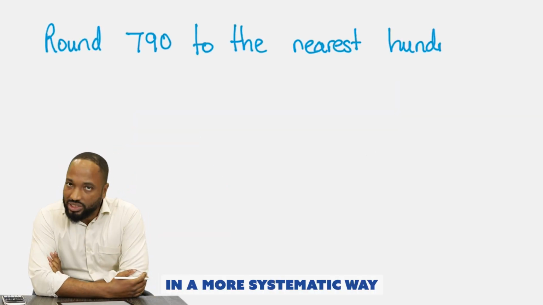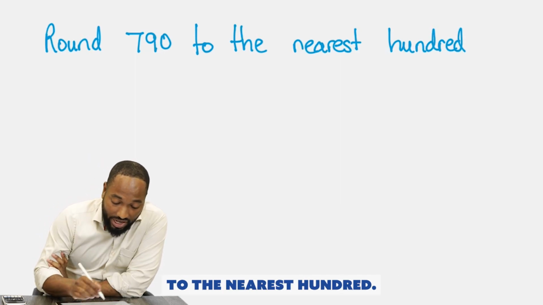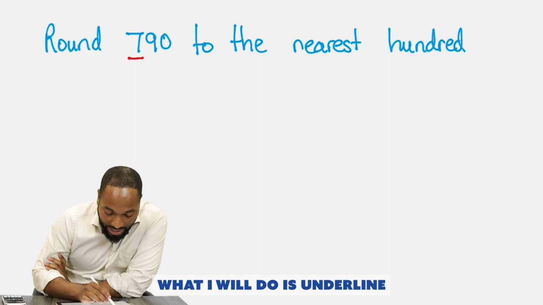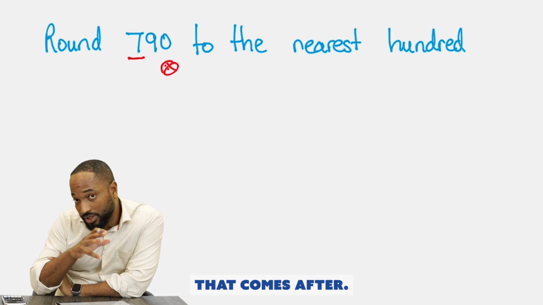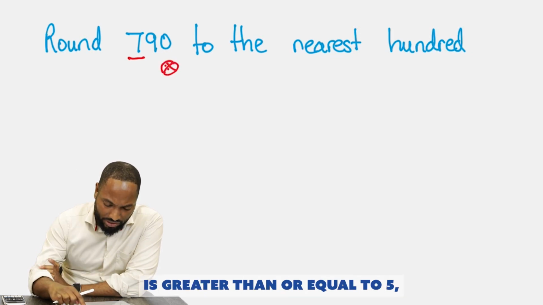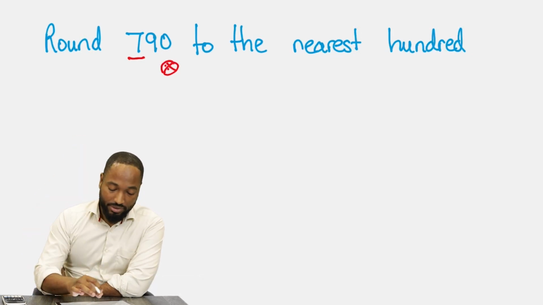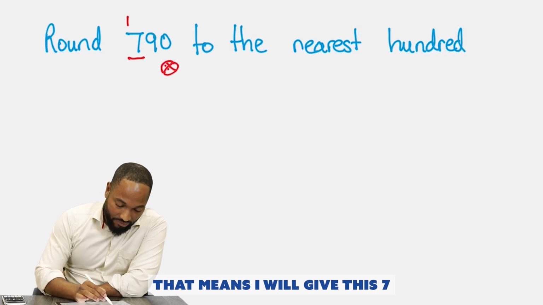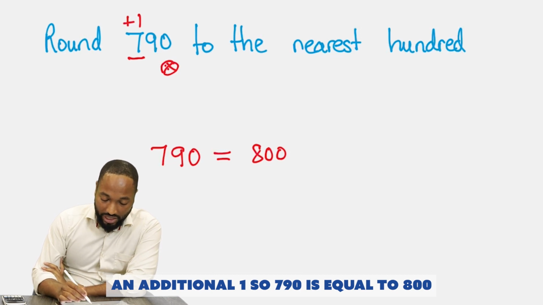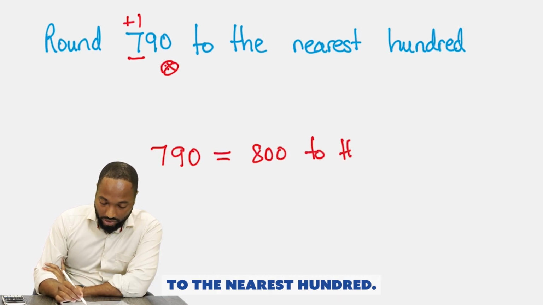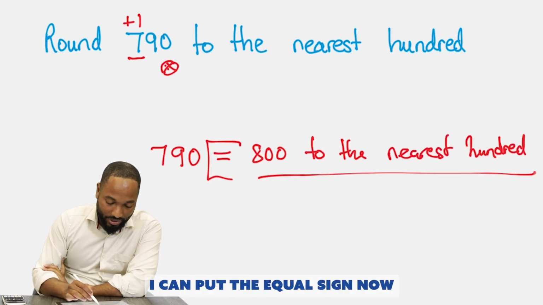We can approach this in a more systematic way without using a number line. So if I was told to round 790 to the nearest 100, what I will do is underline the hundreds position and then look closely at the number that comes after. And because that number is greater than or equal to 5, I must round up. That means I will give this 7 an additional 1. So 790 is equal to 800 to the nearest 100. Because I explained my answer, I can put the equal sign now.